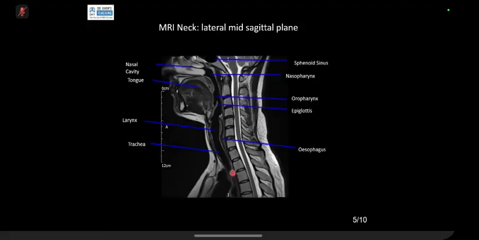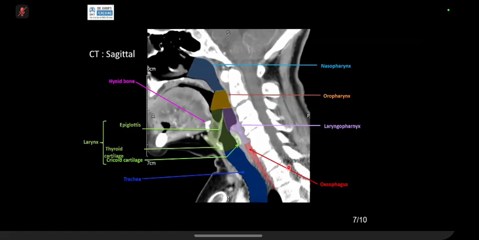On MR sagittal, same thing here. So this is the esophagus, and actually in this one, you can see a bit of air inside. On a CT scan, same concept.